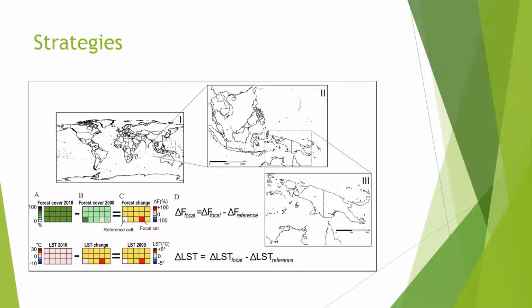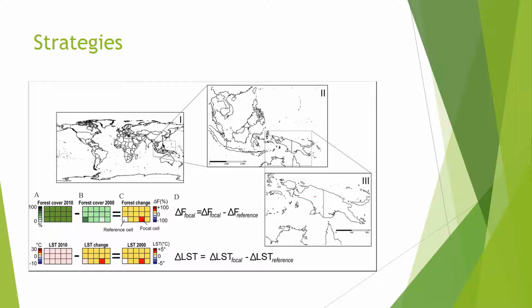As you see, the delta F local equals delta F local minus delta F ref. So in this, the delta F local is the local decadal change in the forest cover, from 2000 to 2010, because that's the time period I'm focusing on. After that, the focal cell, and the delta F ref is the local decadal change which I'm going to calculate.